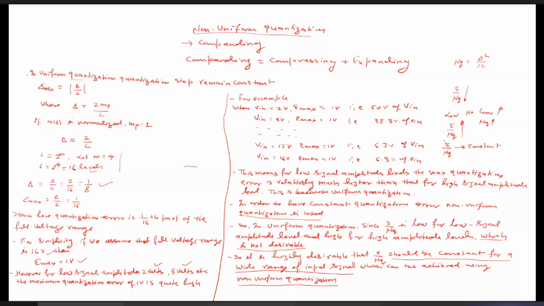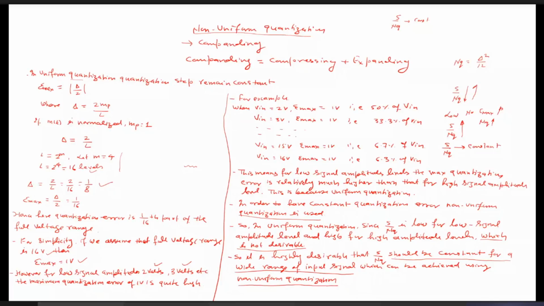Then the question arises, how can we achieve in non-uniform quantization a constant signal to quantization noise ratio? What happens in uniform quantization? The signal to noise ratio is low at low amplitude. So the first way is to increase the signal to noise ratio at low amplitude, and our aim is to decrease the signal to noise ratio at high amplitude, so that throughout the quantization process in non-uniform quantization, our signal to noise ratio remains constant.